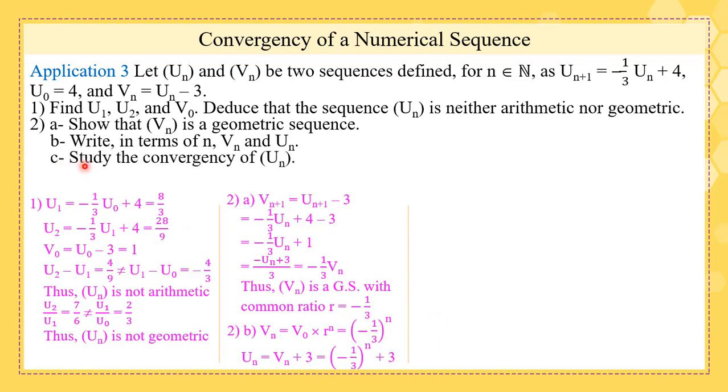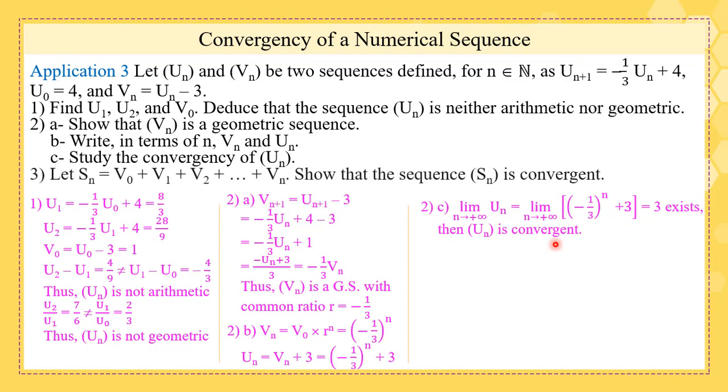Well, we need to study the convergency of Un. Try to do it alone. Okay, to study the convergency, we need to find the limit, and the limit of this quantity is 3, which exists, meaning that the sequence Un is a convergent sequence.